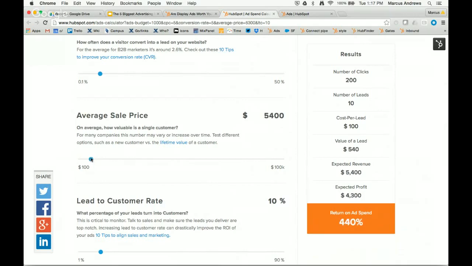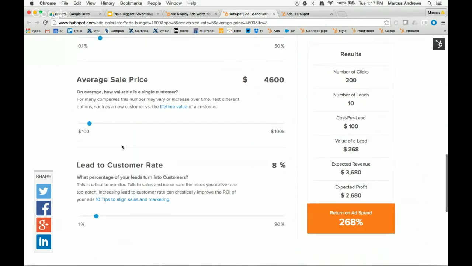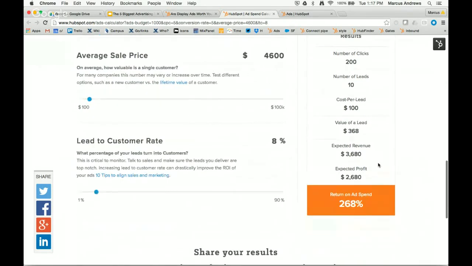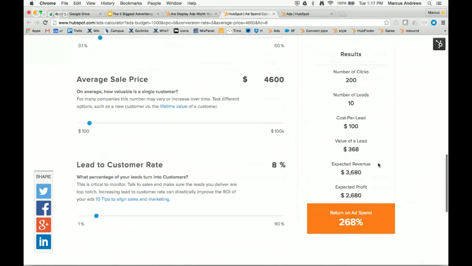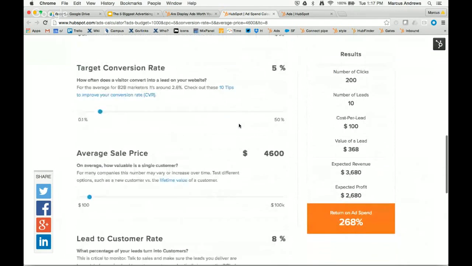So whatever is specific to your business for this metric, pop it in, and then lead to customer rate. So for every lead that you get, how often do they turn into a customer? So go ahead and fill these out, play with the sliders. And then at the end of the day, once you have your projection, you can say, all right, if I spend $1,000 on ads and I hit all these numbers, I feel pretty good that I'm going to make around $2,600 back from my ads.